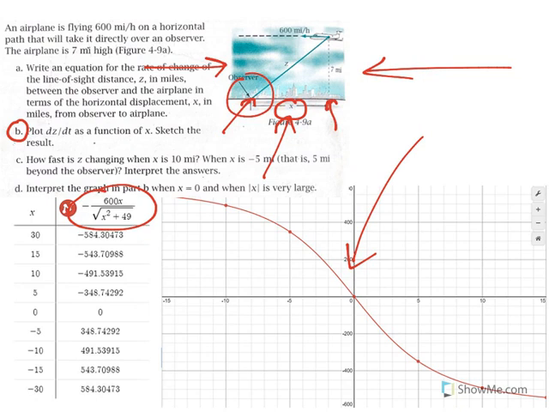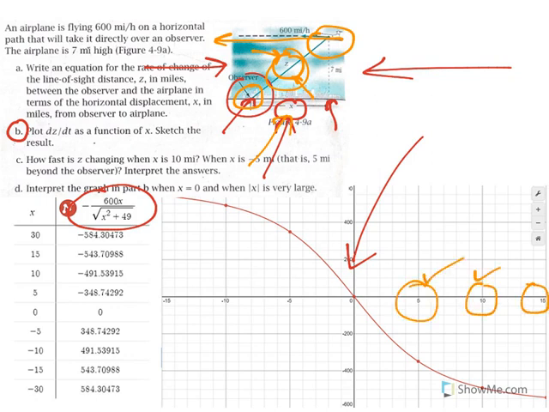And what's happening as the plane is flying in this direction? The distance between the observer and the plane is decreasing. The line of sight distance z between the observer and the plane is decreasing. So we would expect when x is positive that dz/dt will be negative. So look over here, x values are positive: 5 miles, 10 miles, 15 miles.